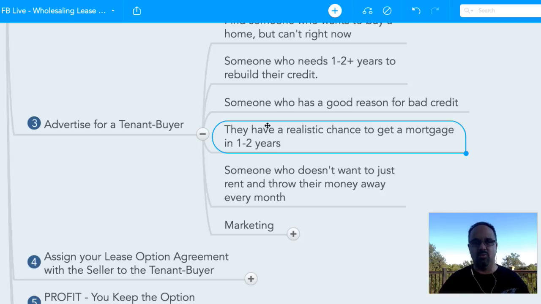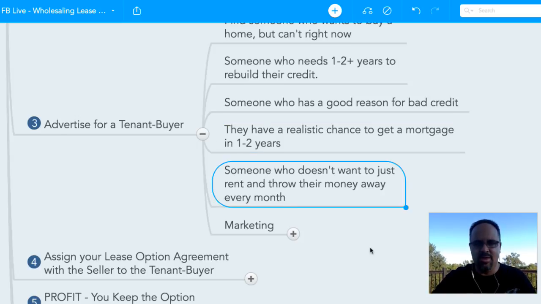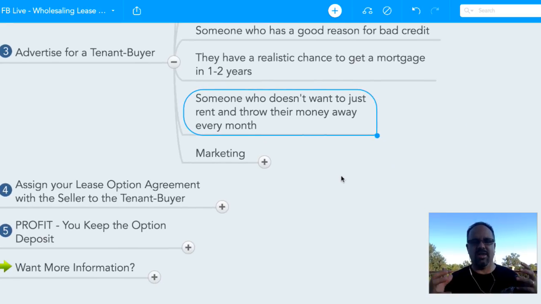How do you find that out? Well, you get a mortgage broker to tell you. It's somebody that just doesn't want to rent and then throw away their money every single month. They want to be a buyer. They have a homeowner's mentality, and there's a lot of buyers like that.